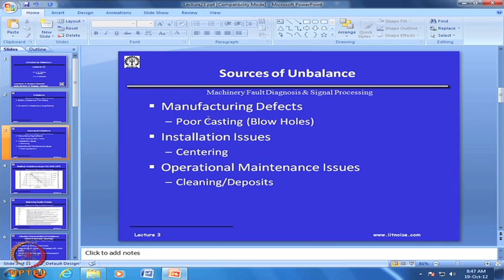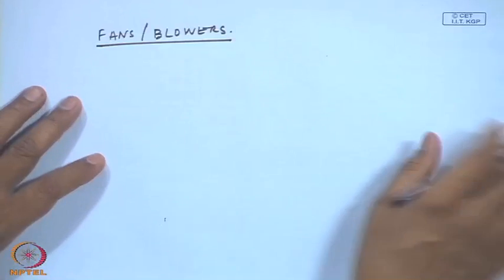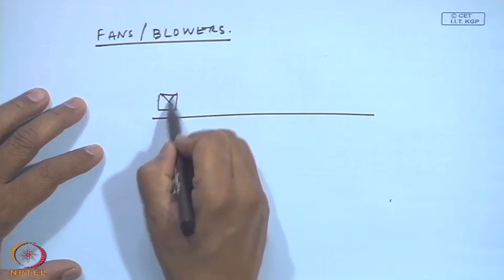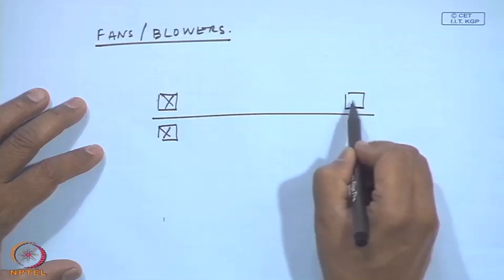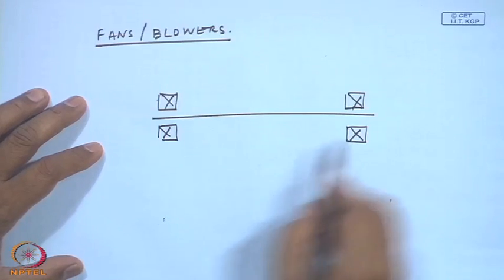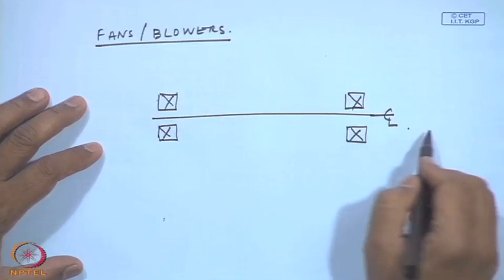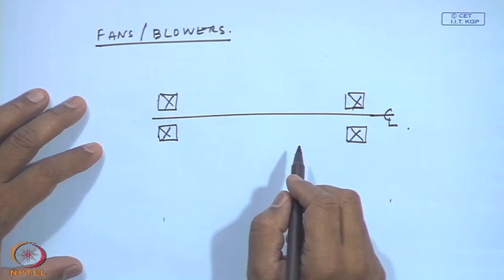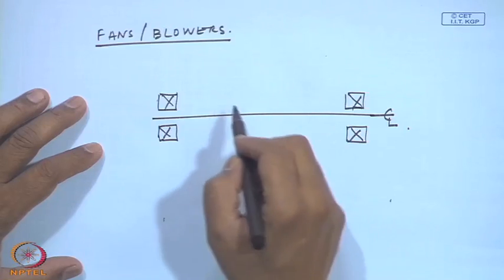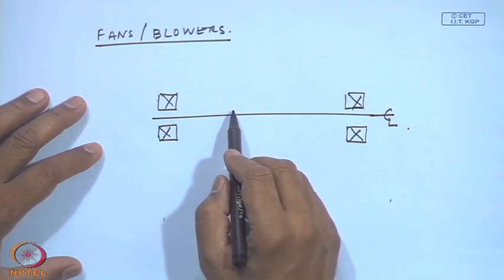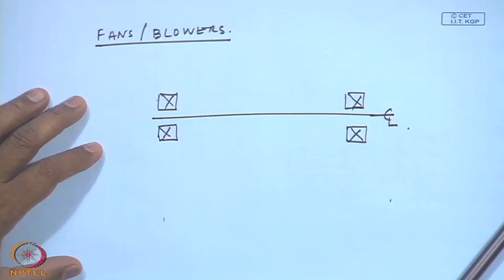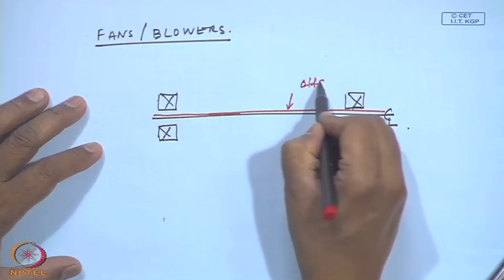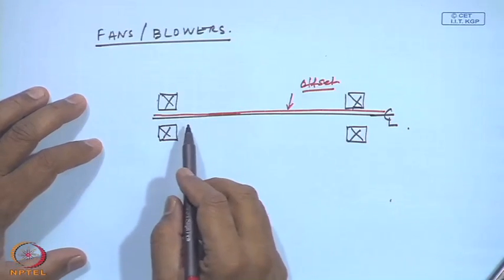The next one is the case of certain installation issues. Imagine we have a large system which has to be put in place perfectly between the bearings, and it has to be on the geometric center line of the system. Now imagine this was not on the center line, and there was a slight offset. This is going to give rise to an unbalance.